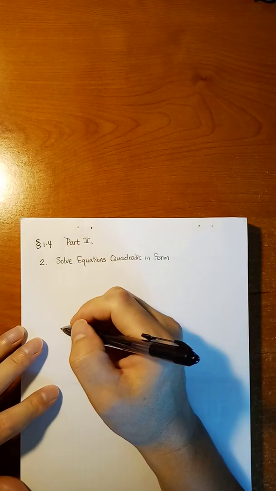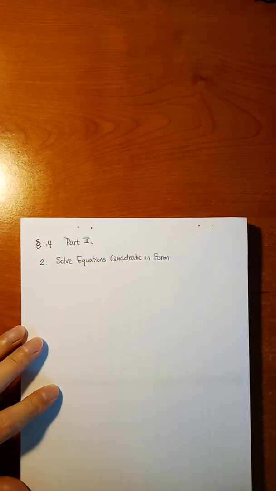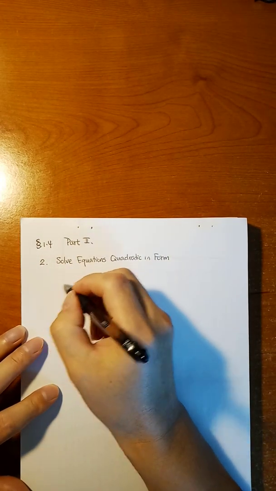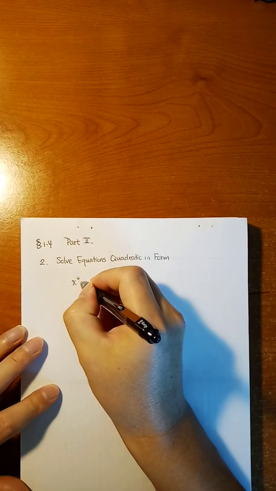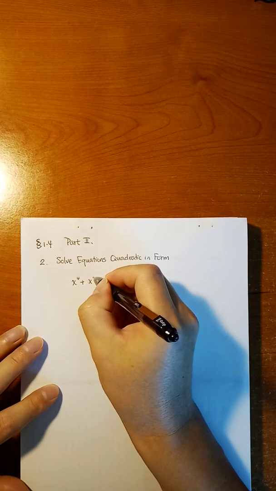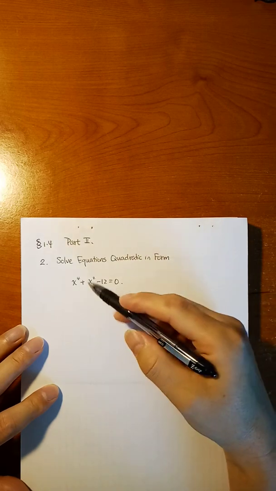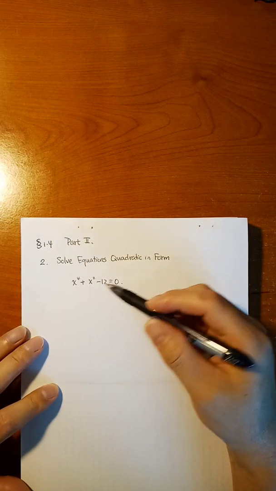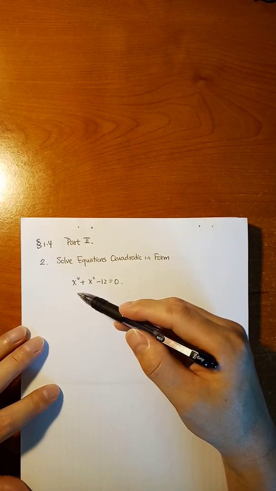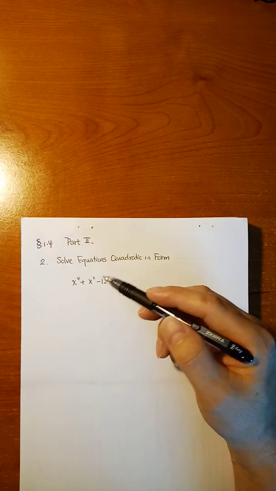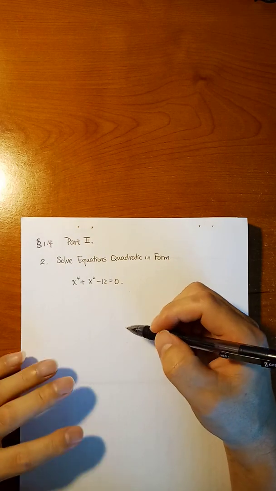Okay, let's see the example. For example, when we have this x to 4 plus x squared minus 12 equal to 0. Clearly, this equation is not a quadratic equation. It has the power x to 4, so it's not a quadratic equation.